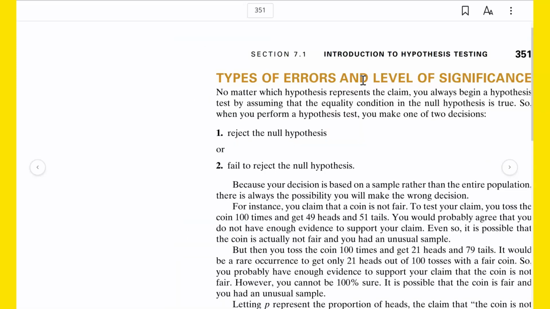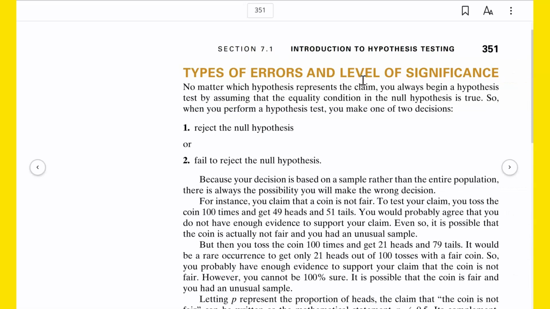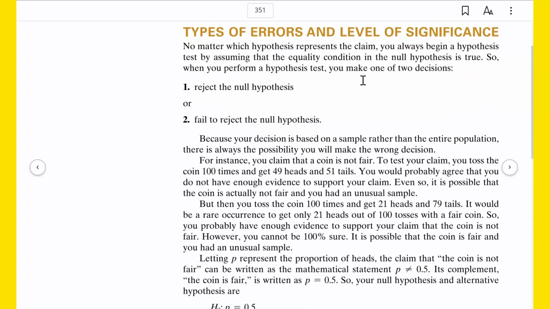Moving on. Types of errors and level of significance. No matter which hypothesis represents the claim, you always begin a hypothesis test by assuming that the equality condition in the null hypothesis is true.